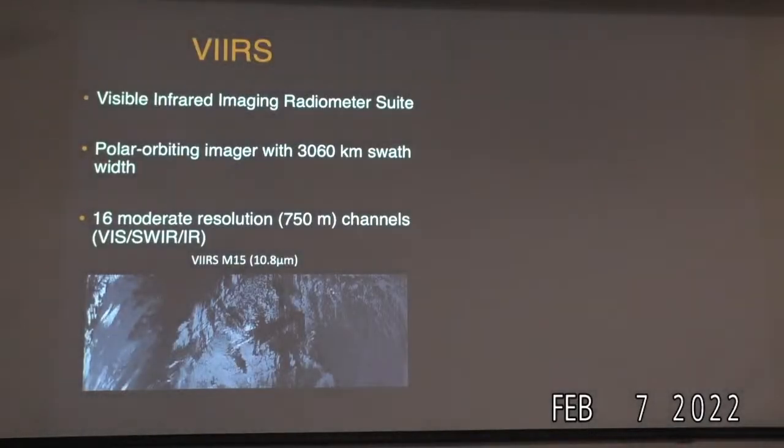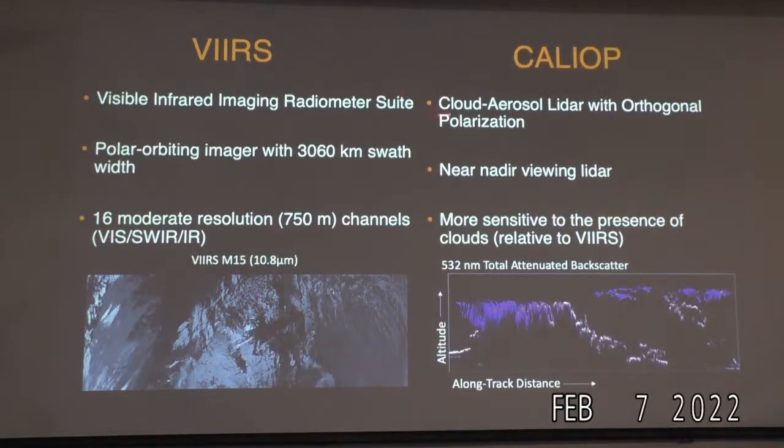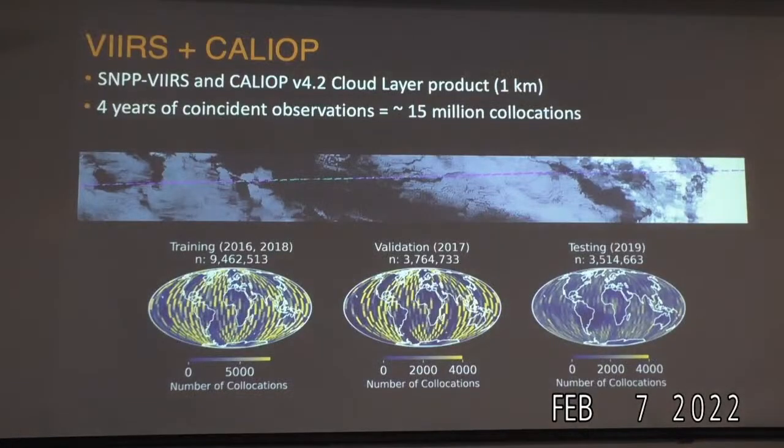So we're going to use 2 instruments for this part of the talk. The first is VIIRS. This is the imager I introduced earlier. The second is CALIOP, the Cloud-Aerosol Lidar with Orthogonal Polarization. CALIOP is a spaceborne lidar, very sensitive to the presence of optically thin clouds. So it serves as a suitable validation source for many cloud properties, including cloud pressure and cloud detection. We find collocations between these 2 instruments. It looks like this. We use 4 years of observations, which amounts to 15 million collocations between these 2 instruments.